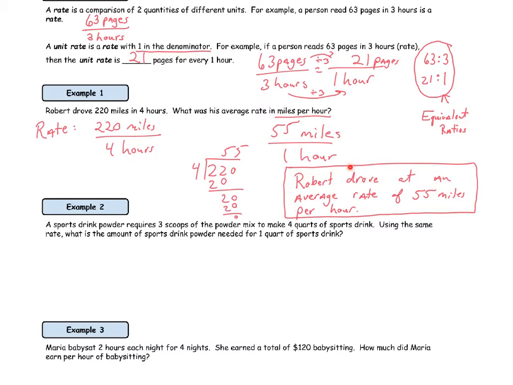So this fraction right here, 55 miles all over 1 hour, is our unit rate. If we were to look at these two rates as ratios, we have 220 to 4 and 55 to 1. Just like from above, these are known as equivalent ratios.